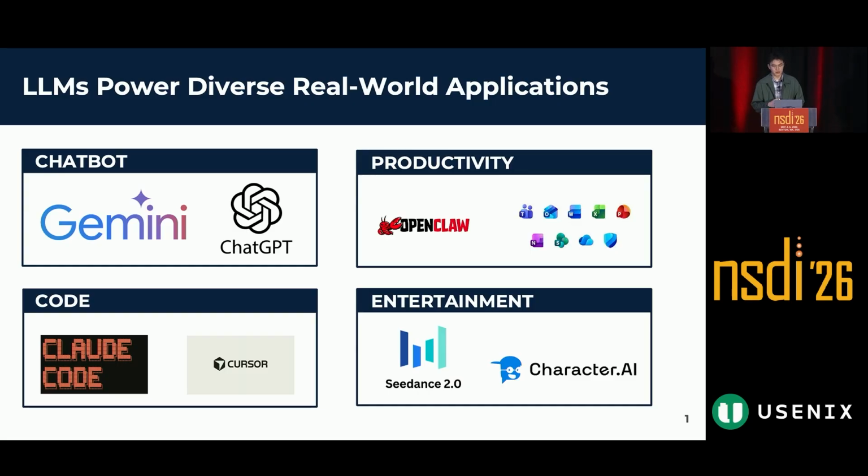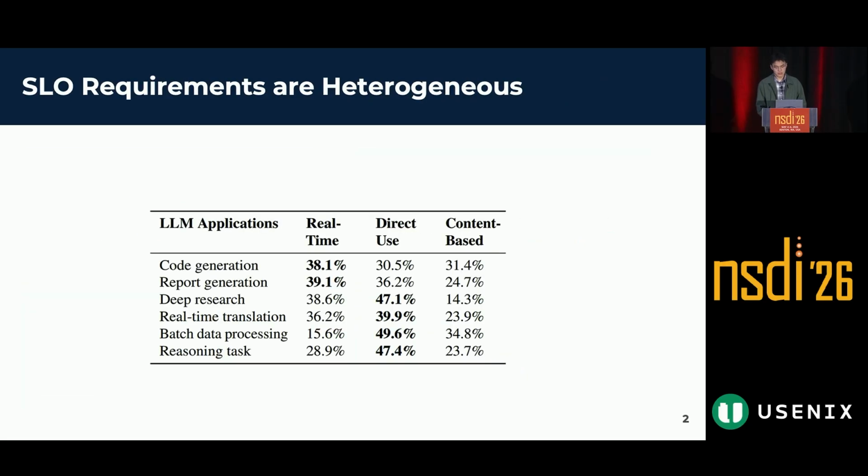LLMs today power a remarkably diverse set of real-world applications, from interactive chatbots like Gemini or ChatGPT, to coding assistants like Claude Code or Cursor, to productivity tools and even entertainment. What's important here is that all of these workloads are now served by the same underlying LLM infrastructure, even though they differ dramatically in how users actually consume these responses and services. And this leads to our first observation.